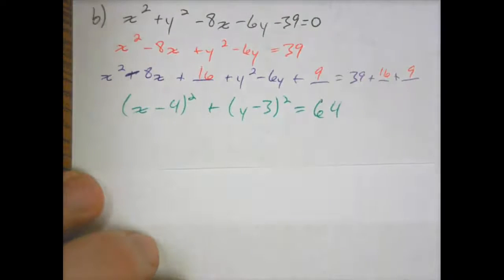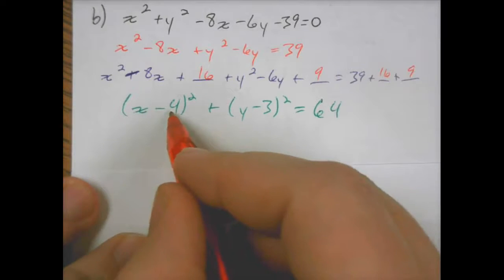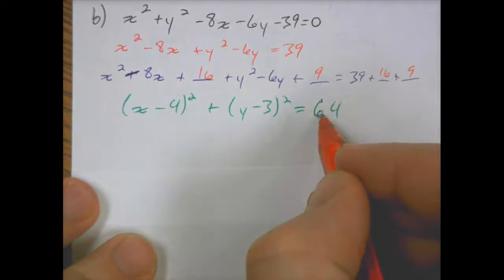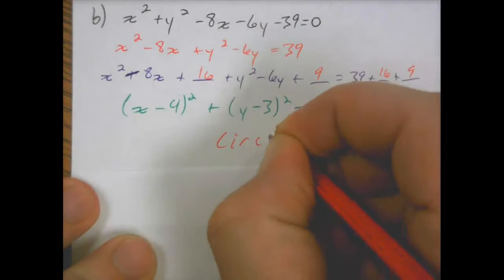Okay, so notice, with this one, this is in the form (x minus h) squared plus (y minus k) squared equals the radius squared, so this would be a circle.